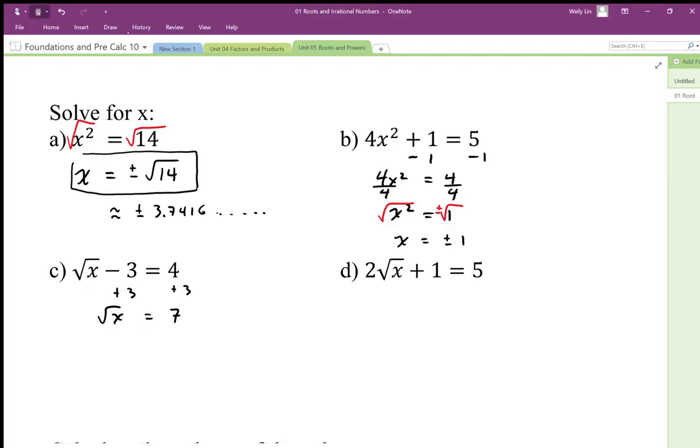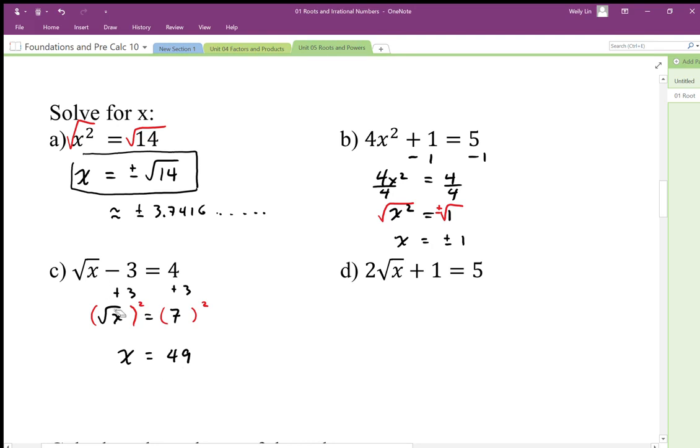So I'm going to undo this. I'm actually going to do the opposite now. So now thinking about undoing and solving, the opposite of square root is squared. So I square both sides. And I end up with x is equal to 49. And we do not get plus minus 49, because when we square something, we're only going to get the positive value of this when we square it.